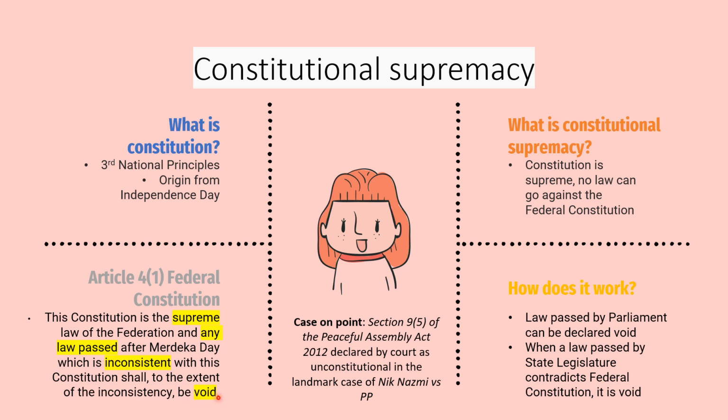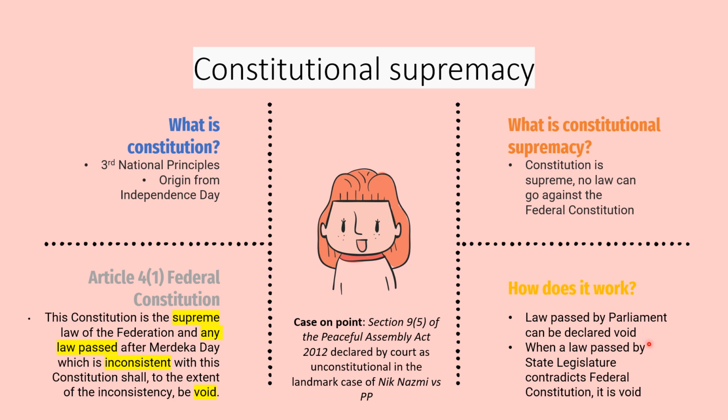Since this article exists in the Federal Constitution itself, you can see how powerful it is. Let me reiterate, the Constitution is supreme. So how does it work? If there is a law passed by Parliament and it is against the Federal Constitution, it can be declared void by the court. A law passed by Parliament is known as an Act.